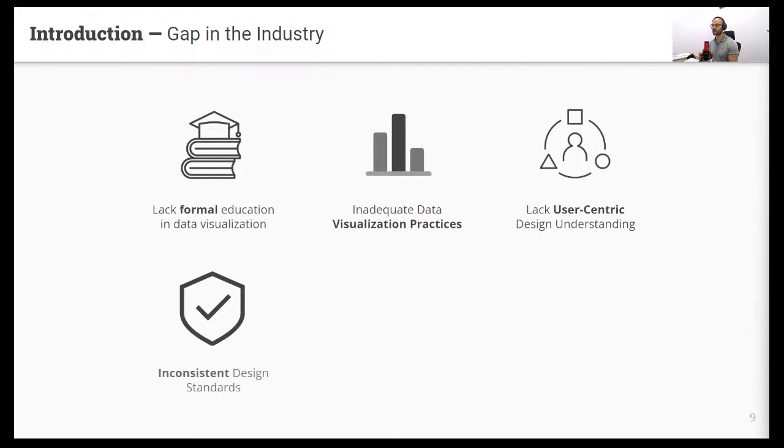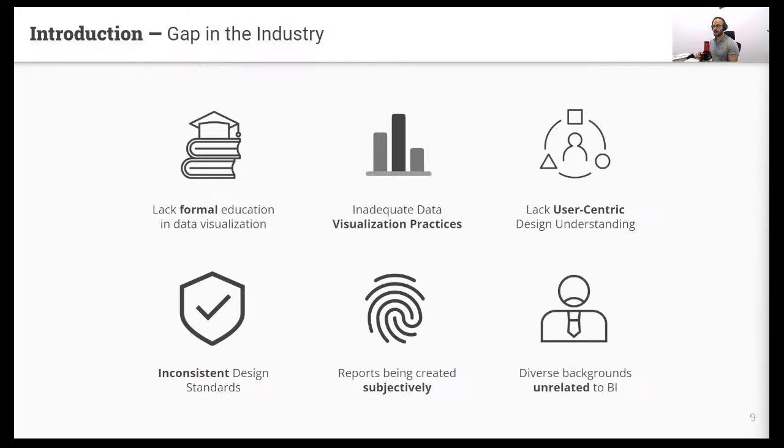They might lack some consistent standards from the company they work at, or they bring in with them the subjectivity from their background, because they might have been pushed or nudged, let's say, from their manager to become a BI developer, but in the background they might be just a person that is interested in BI, and they have been pushed to that, and they come with diverse backgrounds.